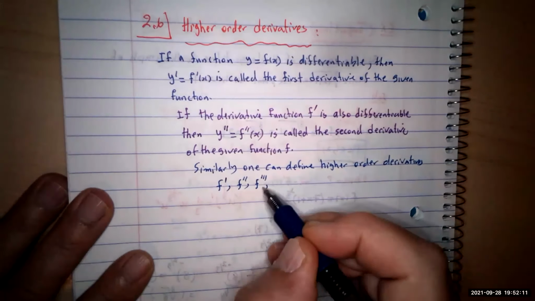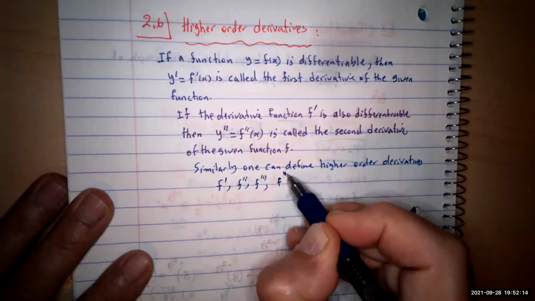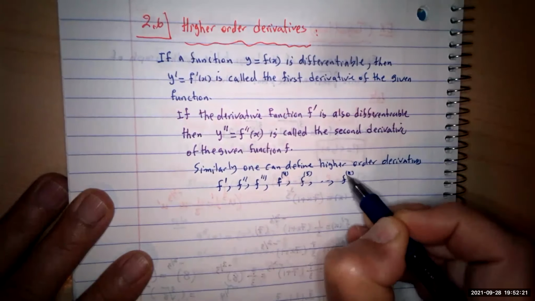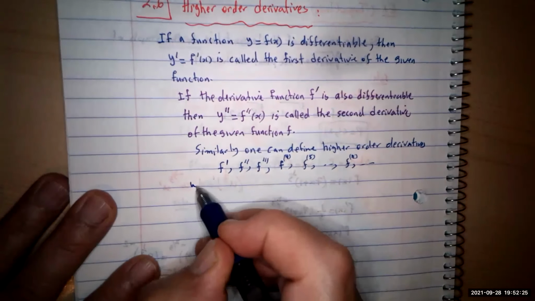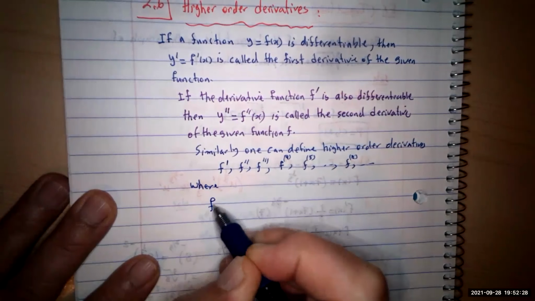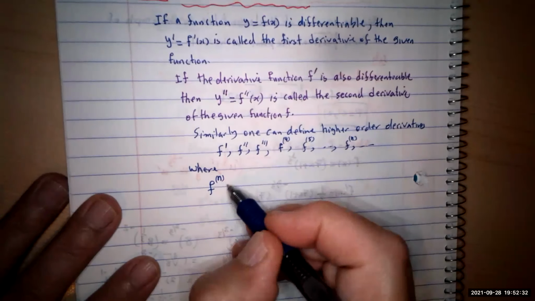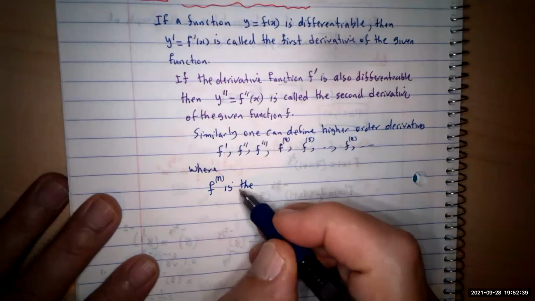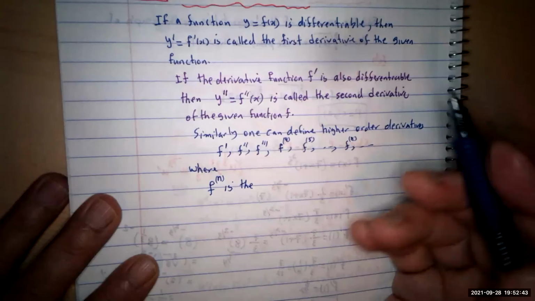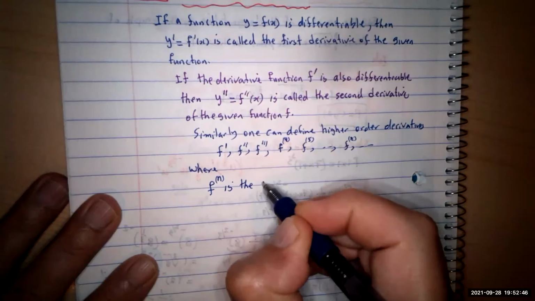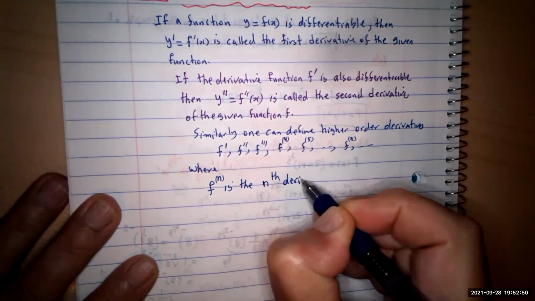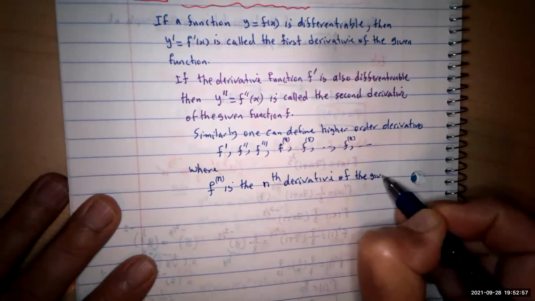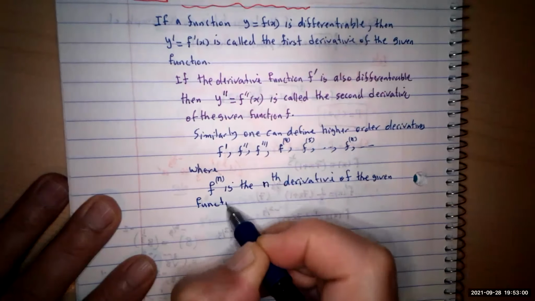And then you continue. The fourth one, this is the way we denote it. We say f to the fourth, but we put the parentheses here, f to the fifth, etc. f^(n) with this parenthesis is going to be the nth derivative, or the derivative of order n, of the given function f.